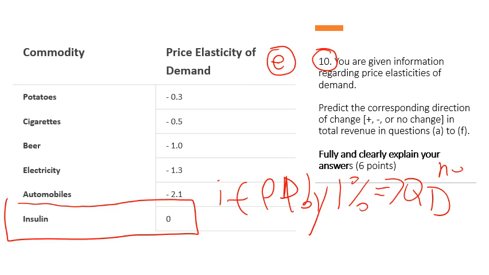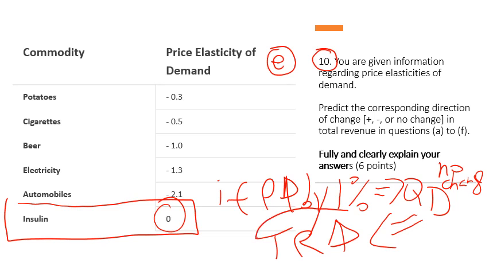Well, there's no change, right? No change. Price goes up, price goes down, given this price elasticity of demand of 0, there's no change in quantity demanded. However, the question is not about quantity demanded, it's about total revenues. So if the price goes up by 1% or 2% or 10% or 20%, but there's no change in QD, well, what will happen to total revenues? Total revenues will go up. So that's the answer. TR goes up.